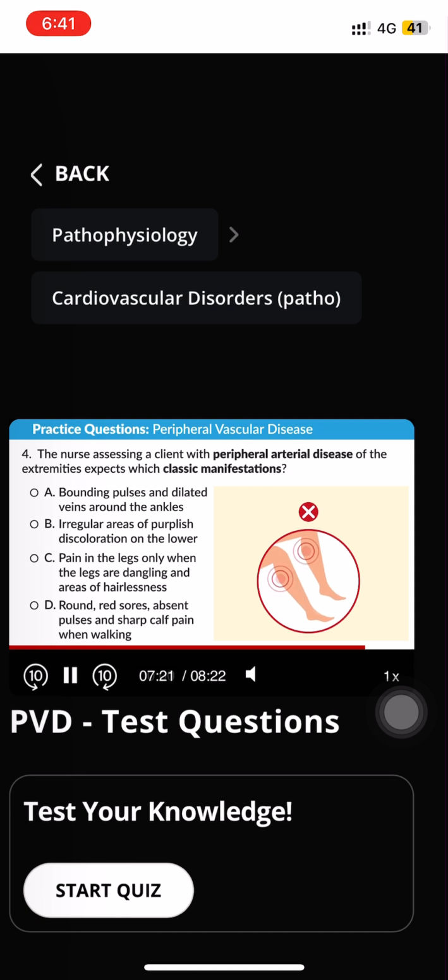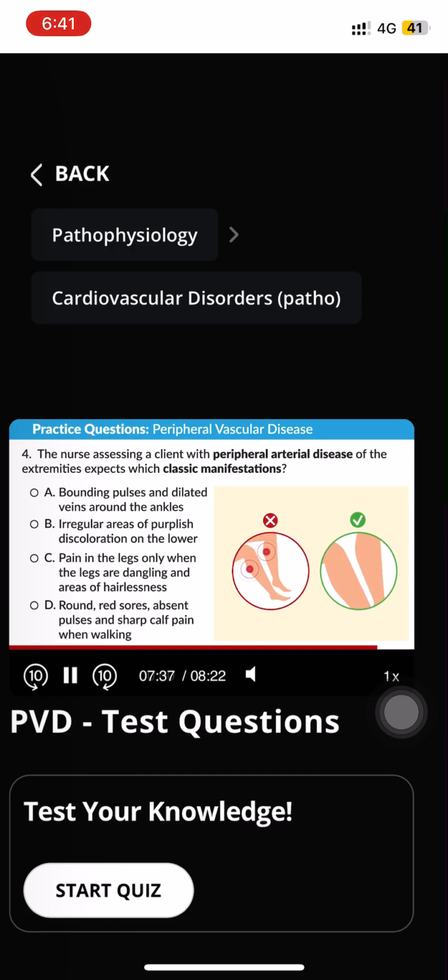So yes, there's pain in the legs, but not when dangling. The legs are actually relieved of pain as it brings oxygen to the legs. But also, yes, the legs are hairless. So once again, remember, if one part of the answer is wrong, then the whole thing is wrong.